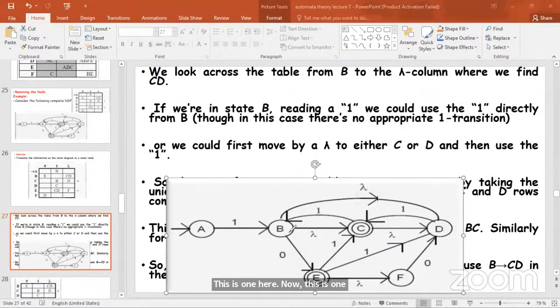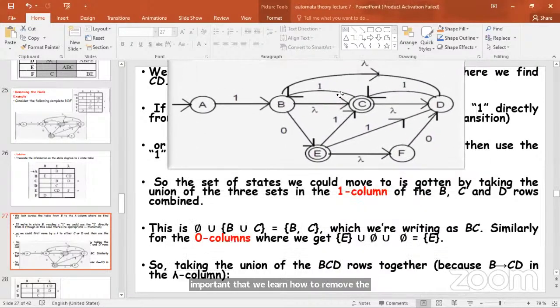We could use this lambda to go to C, then make use of our 1. Or we could also use this lambda to move to B, to move to C, then move to D and make use of the 1. So that is possible. And that's why it is important that we learn how to remove the null, right?